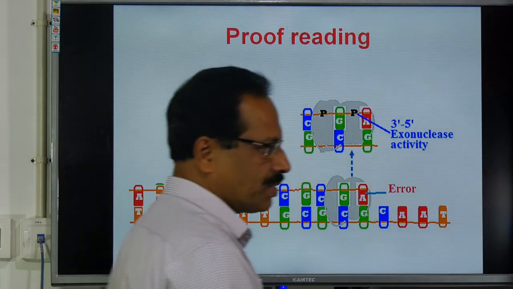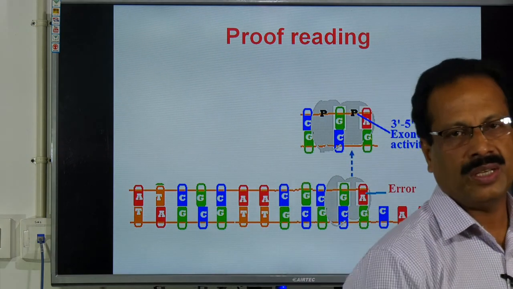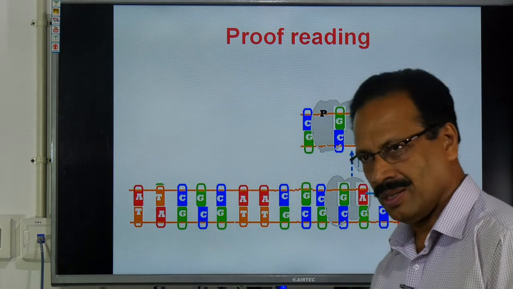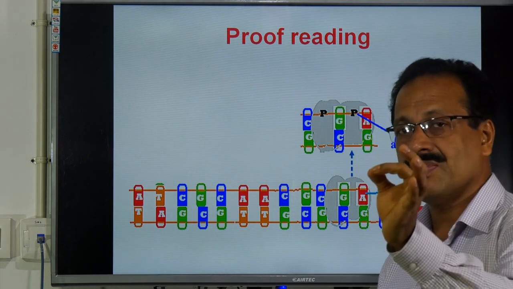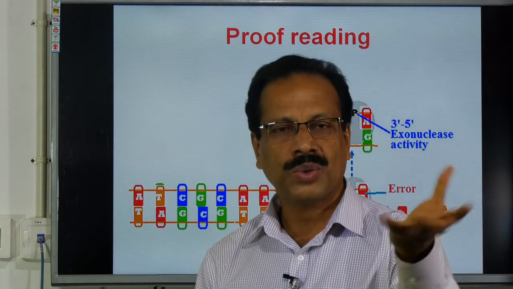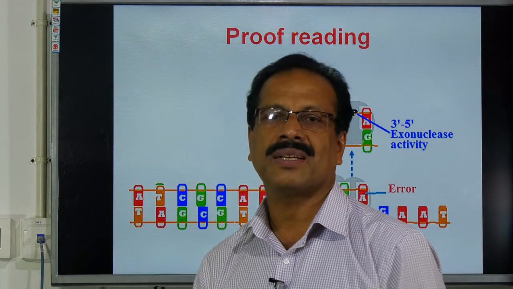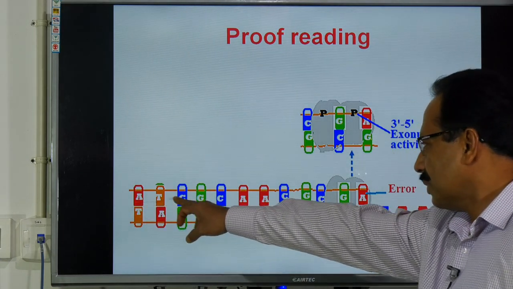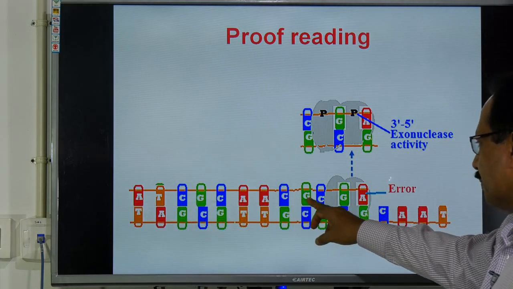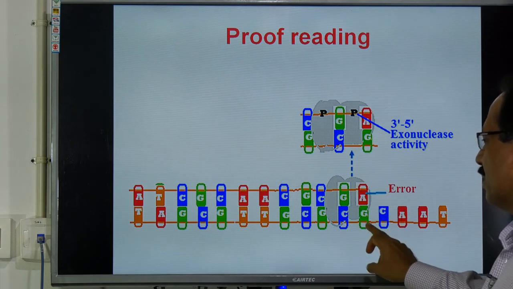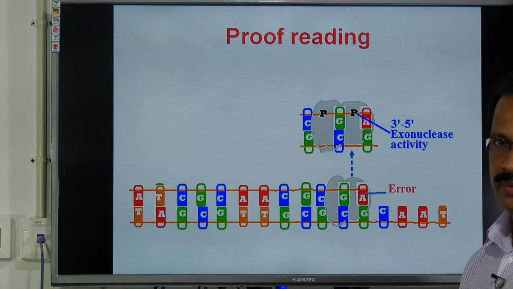So the proofreading activity is quite important, especially when you are amplifying a gene for cloning. Because sometimes even a single base change can destroy the gene, and you may not get the correct product. So the bases are added, and here what happens? The error happens. Instead of C, A is added.